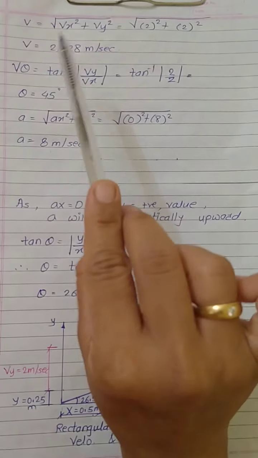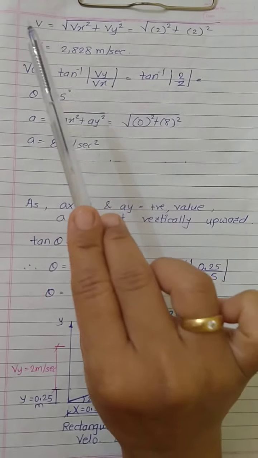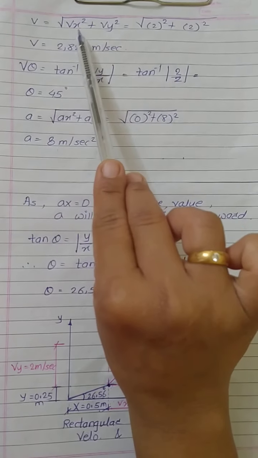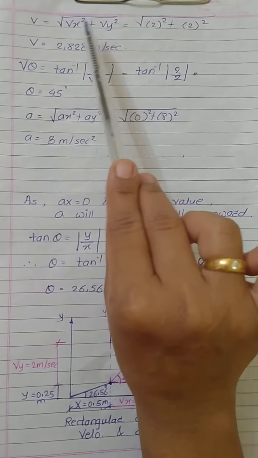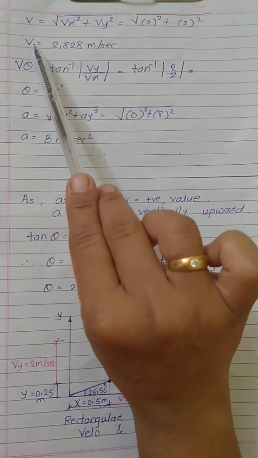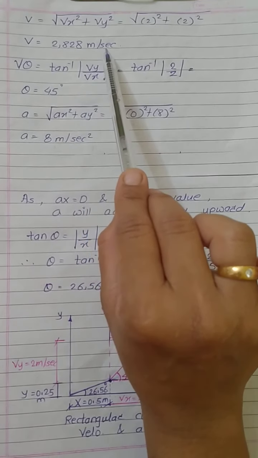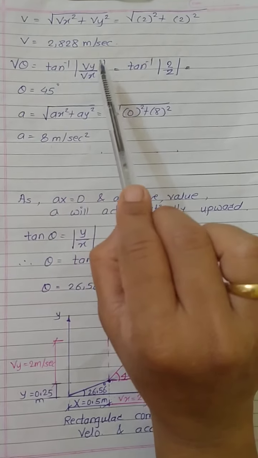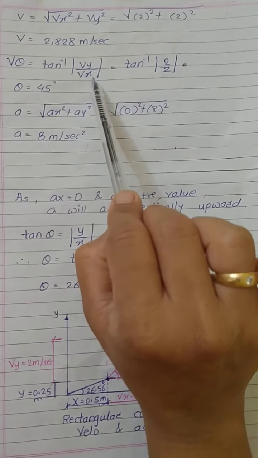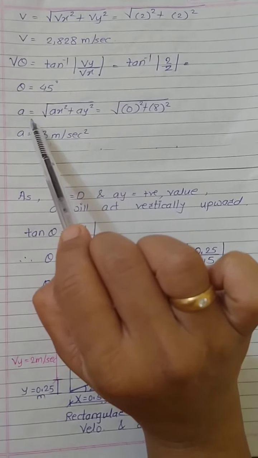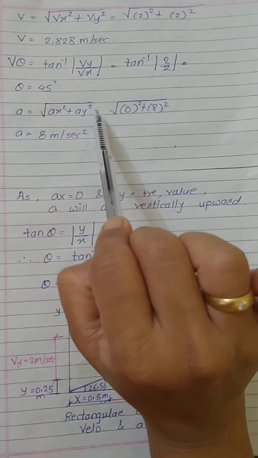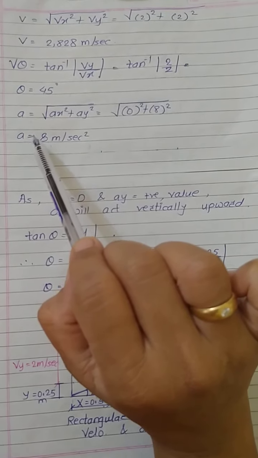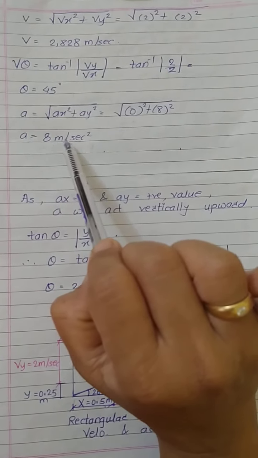Now by knowing the values of vx, vy, ax, ay, we will calculate the resultant values of v and a. V is the square root of vx square plus vy square. If you substitute the values of vx and vy, v comes 2.828 meter per second. To get the angle of velocity with respect to the x-axis, it is tan inverse of vy by vx, so theta is 45 degree. Similarly a is the square root of ax square plus ay square; ax is 0, ay is 8 meter per second square, so total acceleration comes 8 meter per second square.